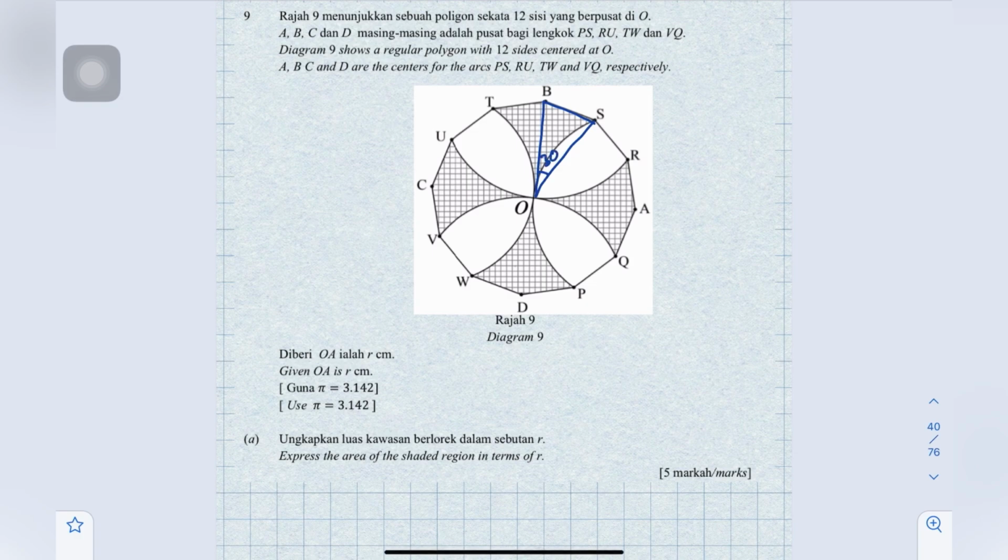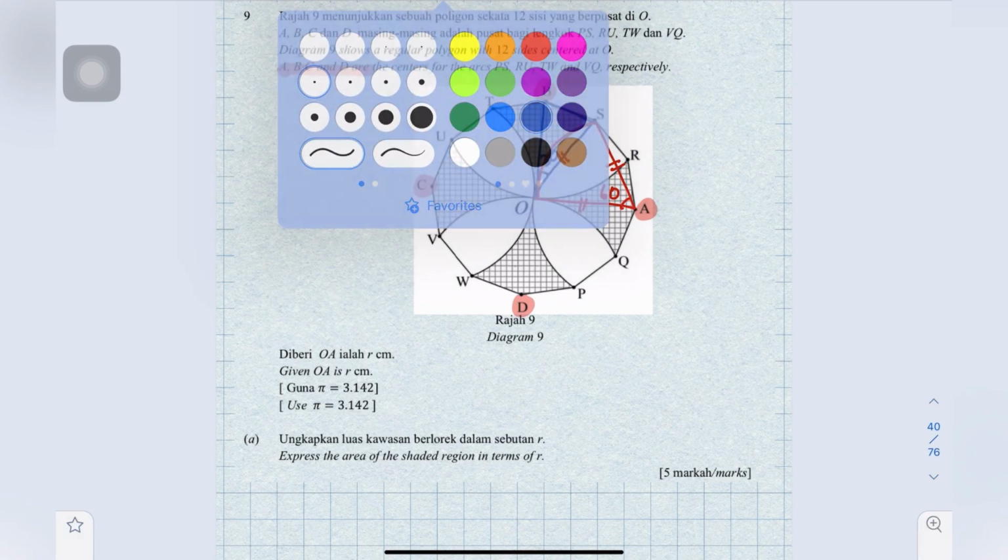Okay, so given A, B, C, D centers, for the arc, we can choose this one, a sector. AS is a radius. At the same time, OS is a radius as well. So same, here we have an equilateral triangle, so each angle is 60. We take the 60 here at the center. Okay, so we have that. So to find the shaded area, this is it.